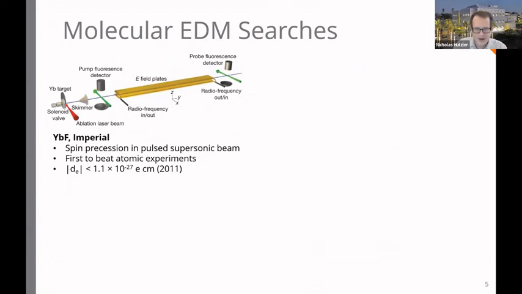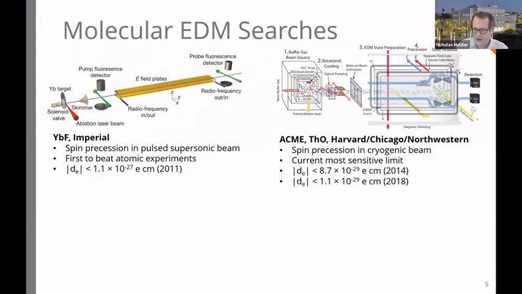There are 3 molecular EDM searches that have produced limits on the electron EDM. So far, just the electron EDM. The YbF experiment at Imperial College, in a pulsed supersonic beam, was the first molecular EDM experiment to beat the sensitivity of the best atom experiment, which was thallium. The ACME experiment a few years later, the first generation, and then the second generation a few years after that, used spin precession in a cryogenic molecular beam, and is currently the most sensitive limit on the electron EDM.